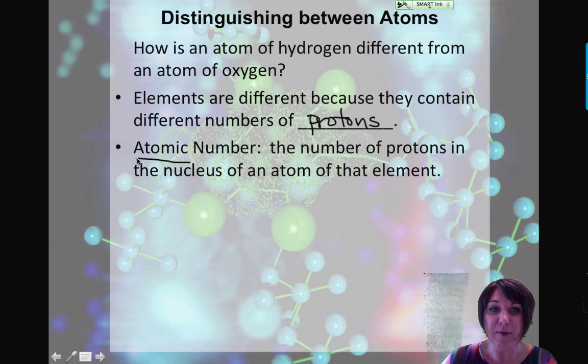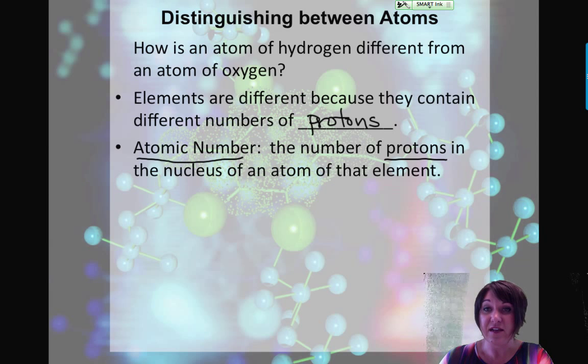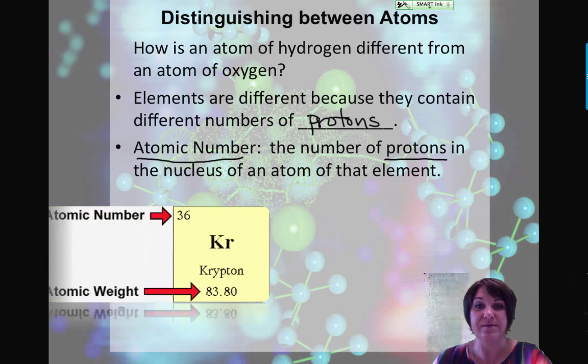We call this the atomic number. The atomic number represents the number of protons in the nucleus of an atom of that element, because that is identifying what type of element that substance is.